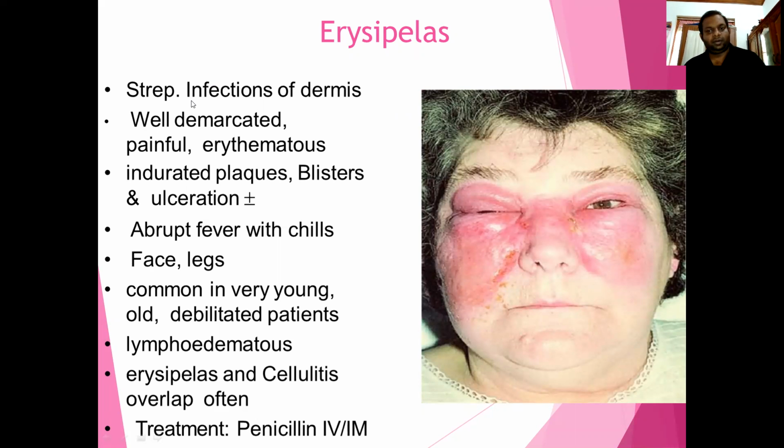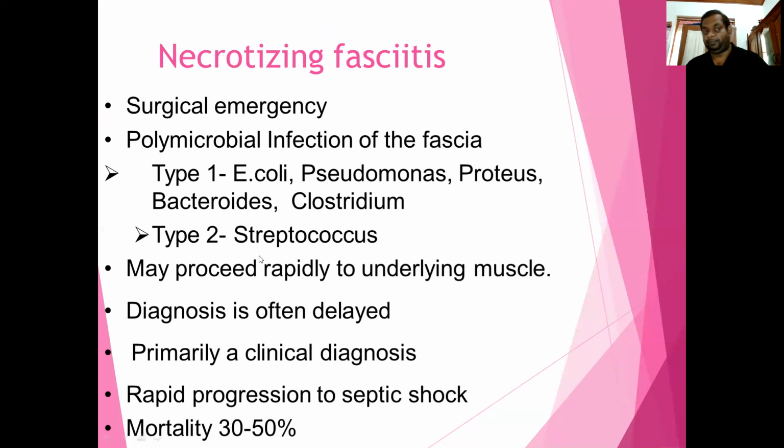Erysipelas is like cellulitis but well demarcated. You can appreciate the margins, not like cellulitis. That's the one which we identify as erysipelas. It is a streptococcus infection in the dermis, but staphylococcus is also possible. Here there are painful erythematous, indurated plaques, with or without blisters and ulceration. The patient presents with abrupt fever with chills, on the face or legs. It is common in the very young, old, and debilitated patients. Erysipelas and cellulitis often overlap. With penicillin, we can say the treatment may be different.